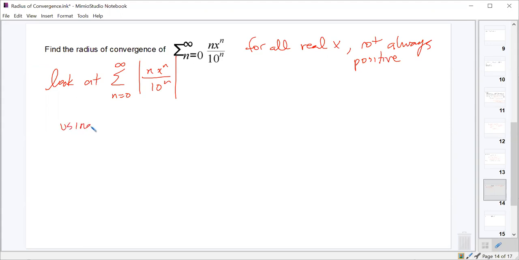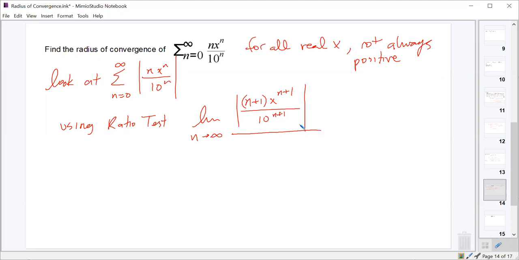And so using our ratio test, what are we looking for? We're looking for the limit as n approaches infinity of the n plus first term of this series, which should be the absolute value of n plus 1 times x to the n plus 1 over 10 to the n plus 1, all divided by the nth term, which is just the n x to the n over 10 to the n inside absolute value. Everybody good with that or no?